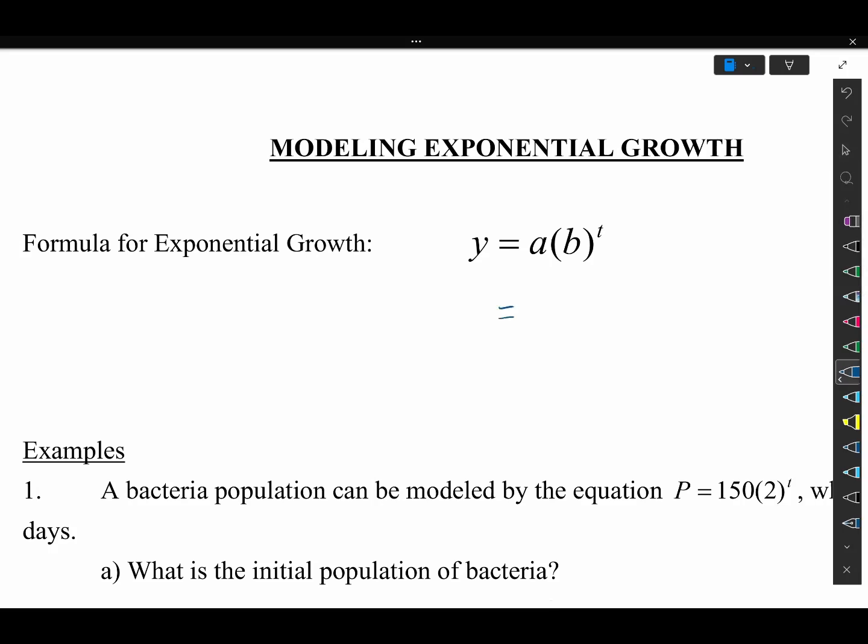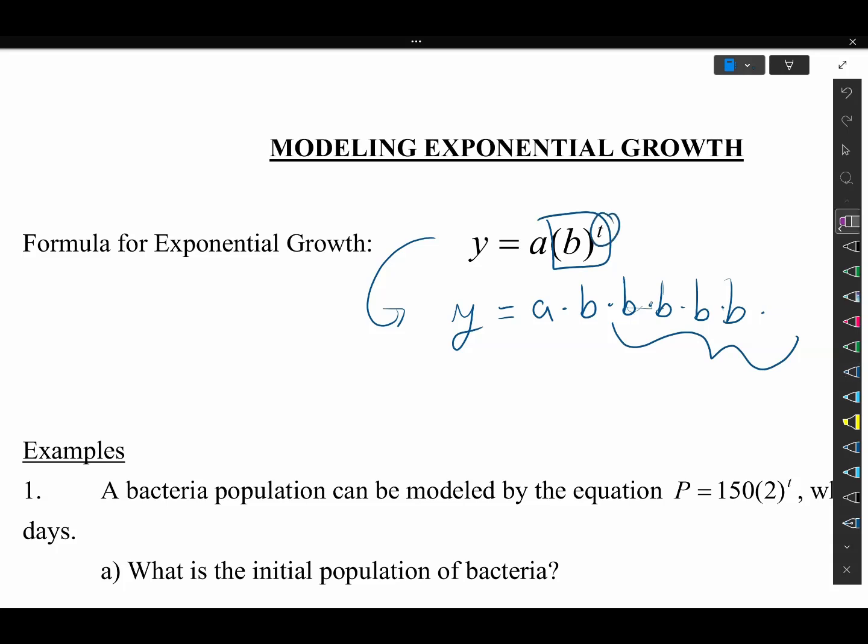If I am working with this equation, now I'm going to expand this. I'm really not allowed to expand this, but I'm going to see what it would look like if it were expanded right here. This t is merely telling us how many times this b value is multiplying by itself. So really, I could write this as a times b times b times b times b, and it would continue on forever as many times as we have this t value. Now, am I allowed to do that? No, not really, but I'm hoping you can see the impact of that t value right there.